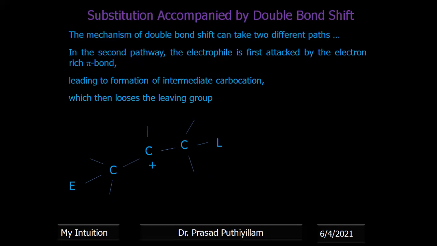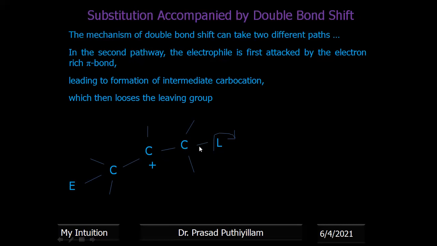Now it loses the leaving group. The leaving group goes without the bonded pair of electrons of this carbon-Cl bond. Only the L atom goes, so the leaving group goes without the bonded pair of electrons. So this electron pair can move and form a double bond here. These two electrons come to this third carbon atom. So the electrophile-attached carbon is set as the first carbon atom. The second carbon atom is having a positive charge.